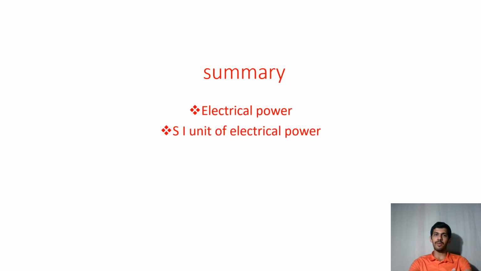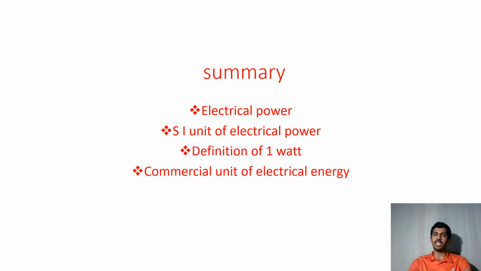In the last part of this chapter, the things I have discussed are: first, electrical power; next, the SI unit of electrical power; next, the definition of 1 watt; next, the commercial unit of electrical energy; and the definition of 1 kilowatt hour or 1 unit, the commercial unit of electrical energy. One more thing we discussed is the conversion of kWh into joules. So by this we have come to the end of the electricity chapter.